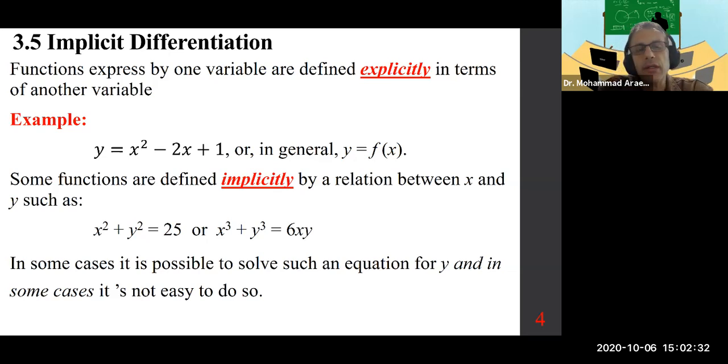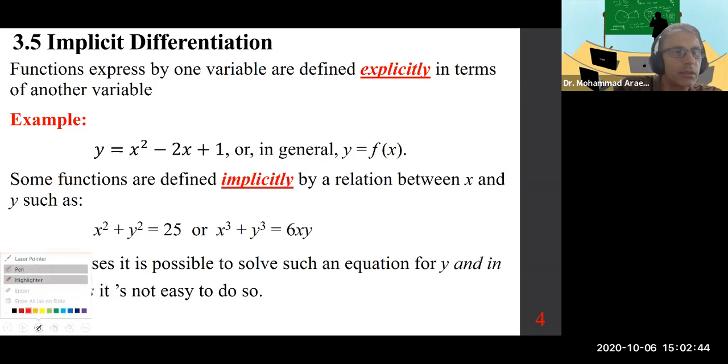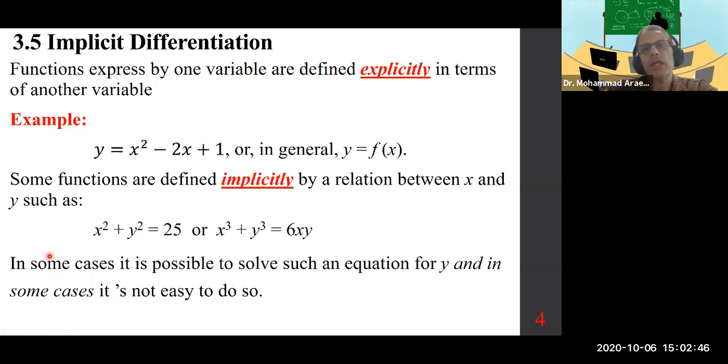When we are given a function, it may be explicitly defined or implicitly. When we say explicitly, we mean, let me just get my pointer here. Explicitly, you notice this function, y is a function of x. So y is a function of x explicitly, and we know how to deal with that.